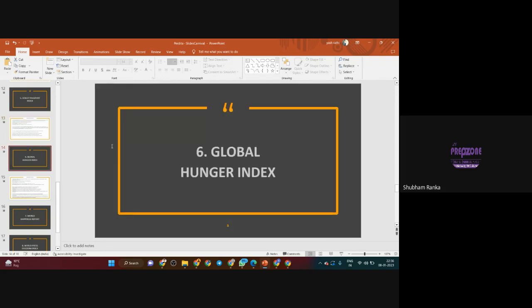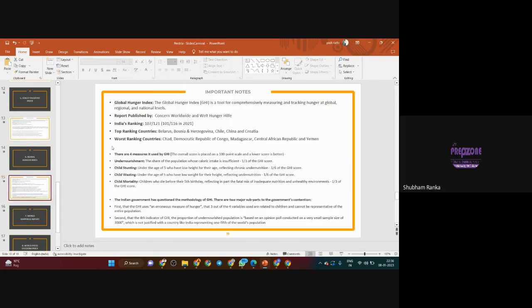Next we have the Global Hunger Index. The Global Hunger Index again becomes very important because India as a country doesn't have a very good ranking in these indexes, and hunger and malnutrition is a problem that India has always faced. So that is why we are discussing this particular Global Hunger Index.